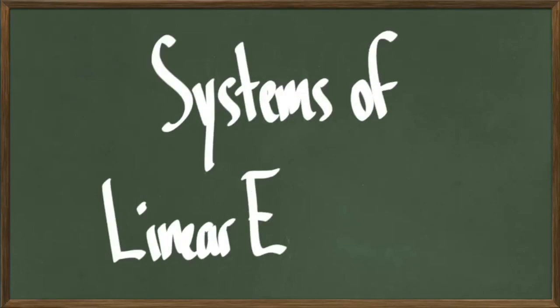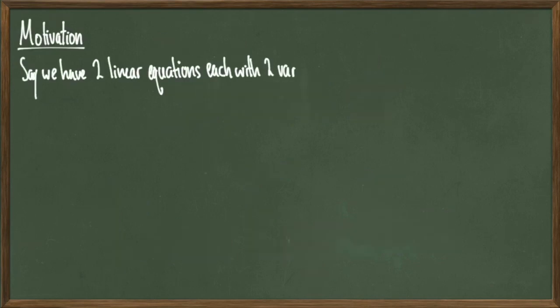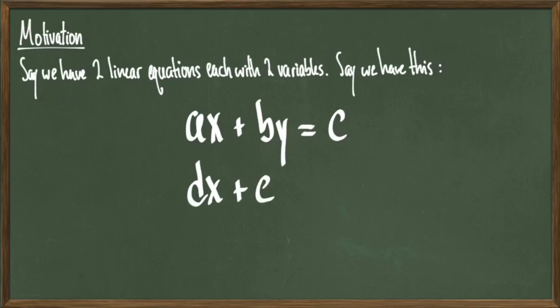Hey everyone, today we're going to talk about how to solve systems of linear equations. We'll set up some motivation. Suppose that we had two linear equations, each in the same two variables. In other words, suppose we have a system that looks something like this.